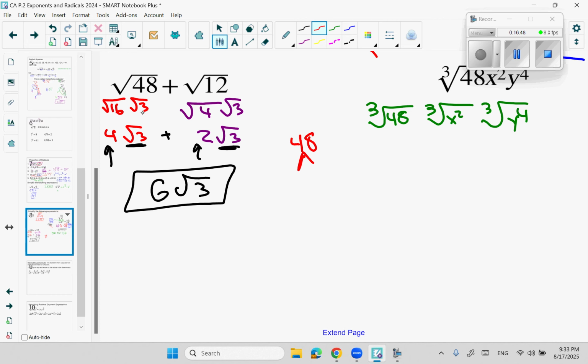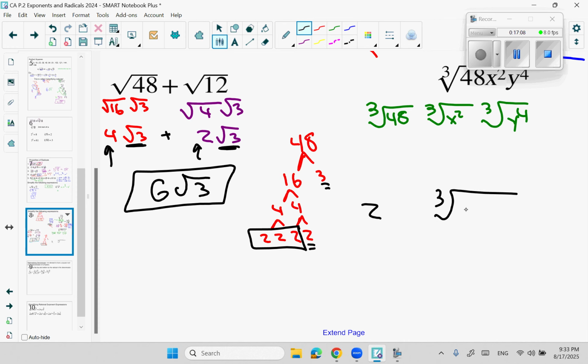As we said earlier, 16 and 3 gets us there. 16 would be 4 and 4, 2 and 2, 2 and 2. It's a cube root, so I want 3 of the same number. So my 2 goes to the outside, the 2 and the 3 stay on the inside. So I'm going to get 2 cube root of 3 times 2 for 6.